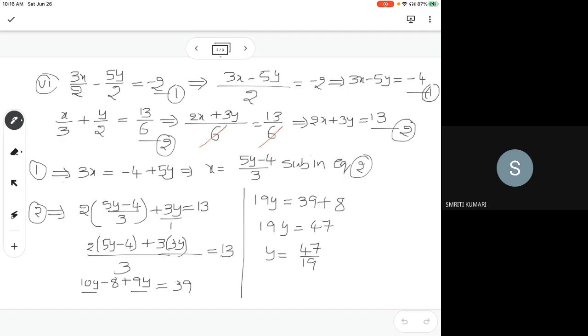Either you can use the substitution method, and it is not necessary to mention the words substitution method. It is not necessary to say this is the substitution method we are using. Okay.